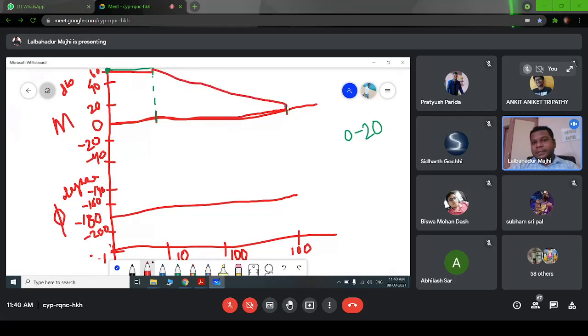Intersect at this point. Okay. Now our doubt is about the magnitude plot.